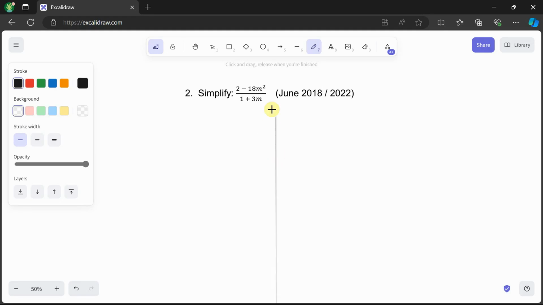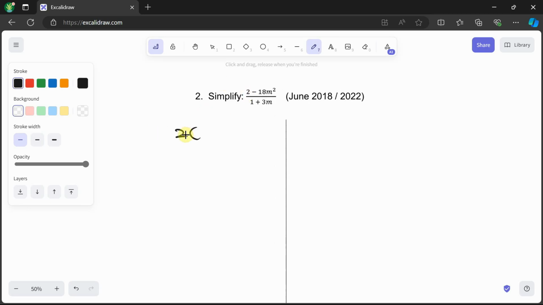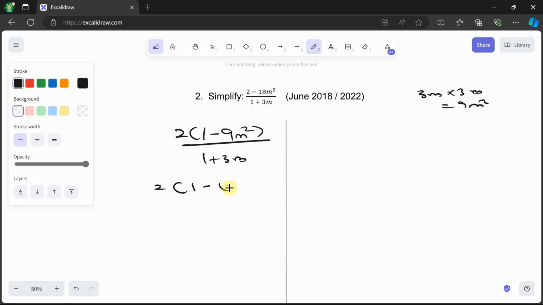So to solve this particular question, first we have to simplify. Like we said, we can factor out 2 from this numerator, so that will be 2 open brackets, 2 divided by 2 is 1, minus 18 divided by 2 is 9, 9m squared, all over 1 plus 3m. So we can write that as 2 open brackets 1 minus (3m) all squared, which will give me 9m squared, right? Because 3m times 3m, 3 times 3 is 9, m times m is m squared. So this is minus (3m) squared, all over 1 plus 3m.